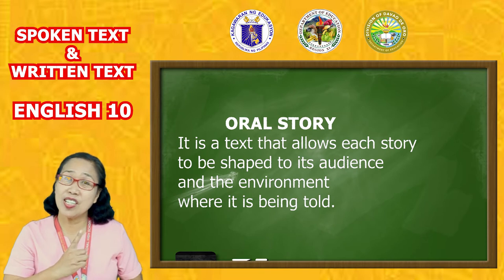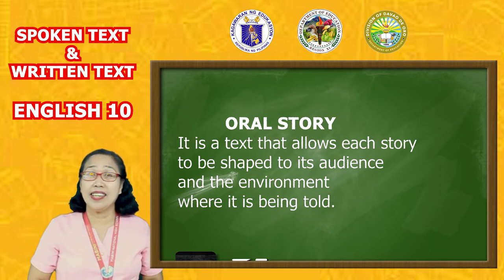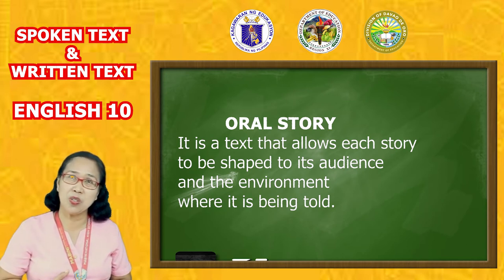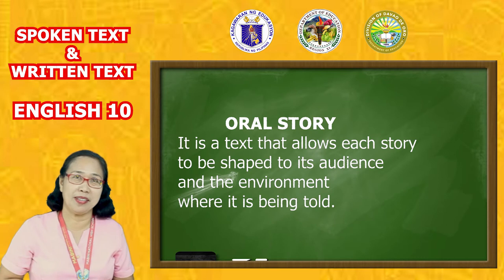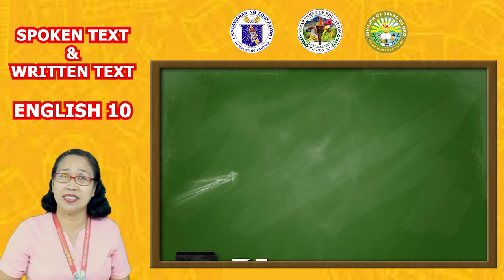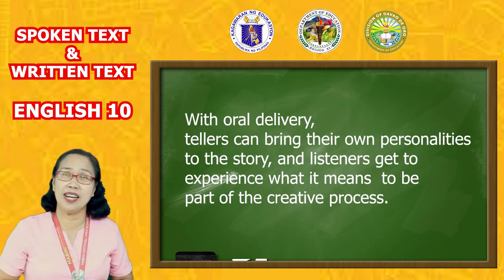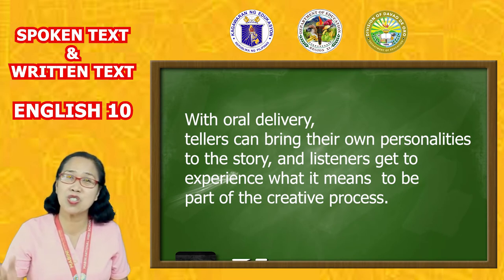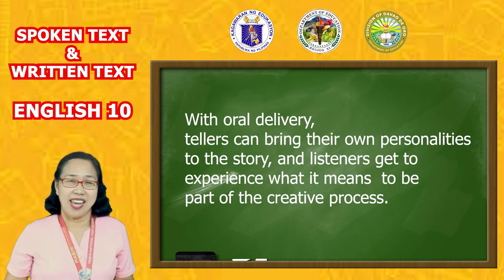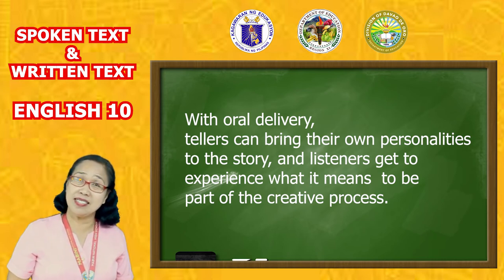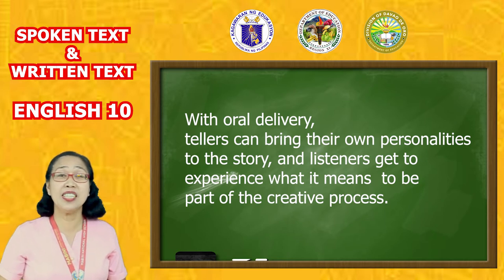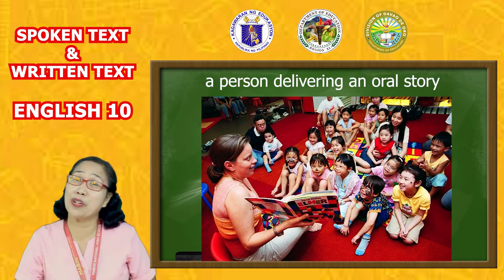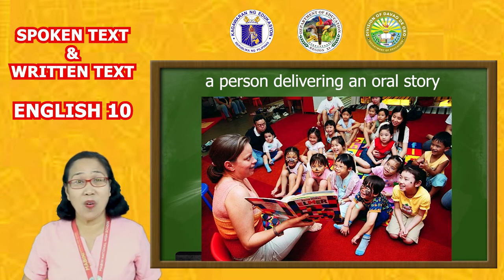First is the oral story. It is the text that allows each story to be shaped to its audience and the environment where it is being told. With oral delivery, tellers can bring their own personalities to the story, and listeners get to experience what it means to be part of the creative process. Here is an image of a person delivering an oral story.